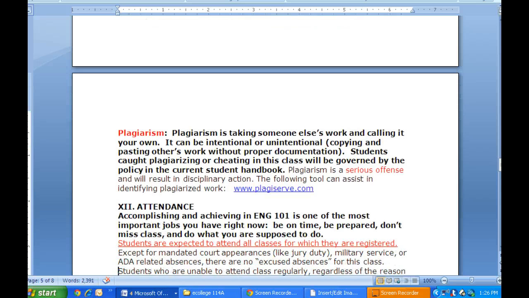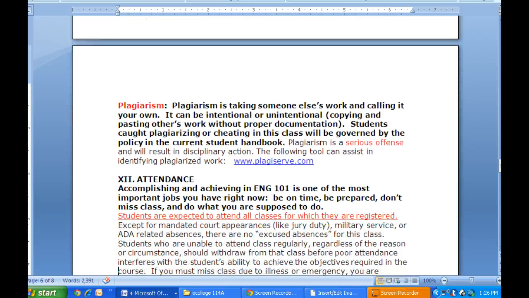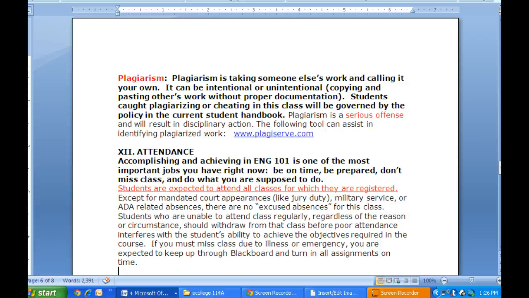All right, plagiarism. Plagiarism is taking someone else's work and calling it your own in any way, shape, or form. 1 word, 2 words, 5 words. It doesn't matter how many words you plagiarize. If you're saying somebody else's words as if they're your own, it's plagiarism. It can be intentional. I've seen a lot of that. It can be unintentional, copying and pasting someone else's work without proper documentation. So we're going to learn a lot about how to cite properly.